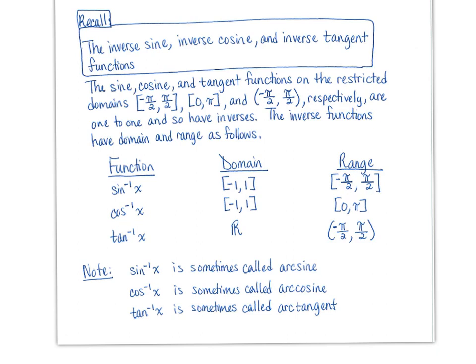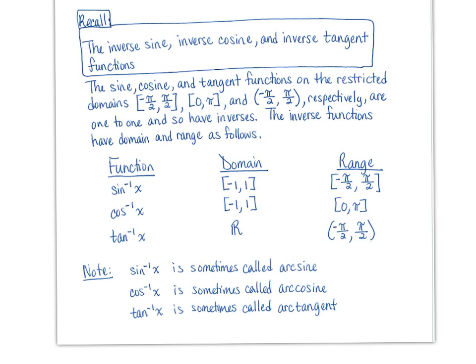Cosine inverse of x, the domain is negative 1 to 1, and that includes negative 1 and 1. The range is 0 to pi, including 0 and pi. Tangent inverse of x, the domain is all real numbers, and the range is negative pi halves to pi halves, that open interval.